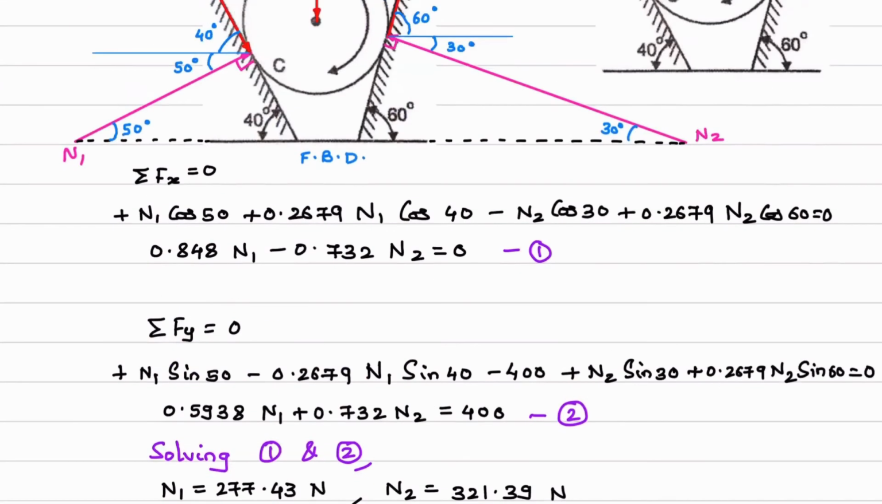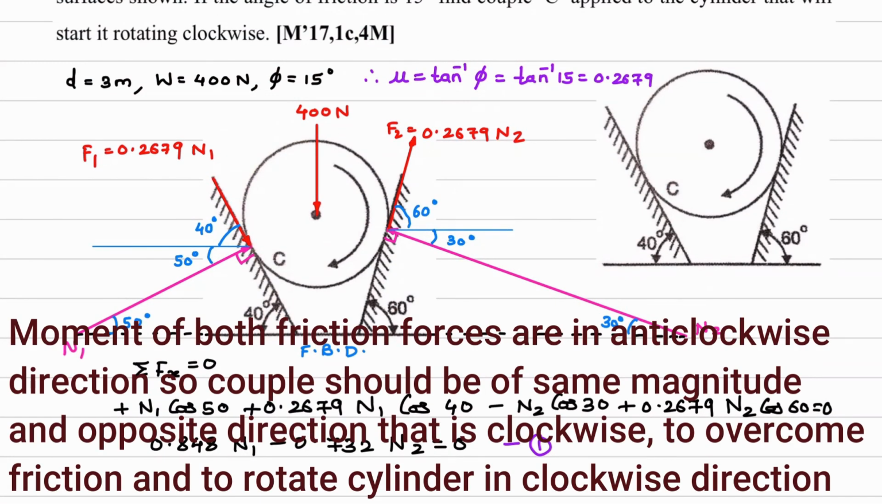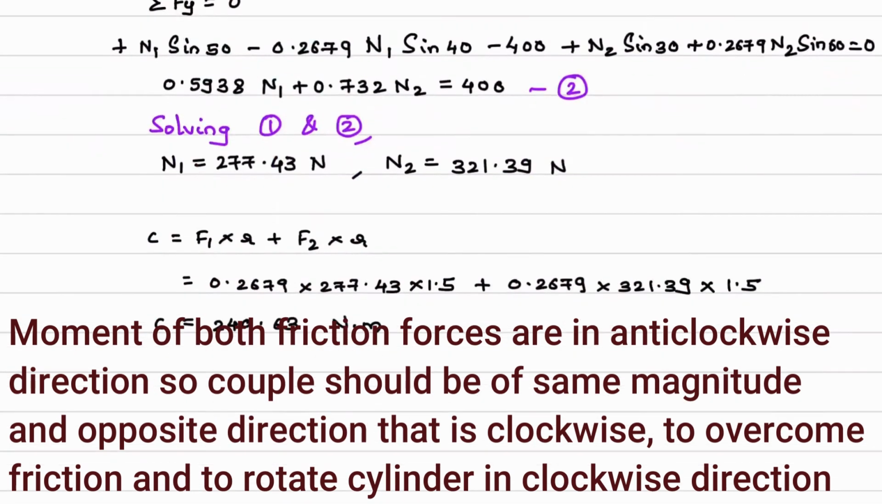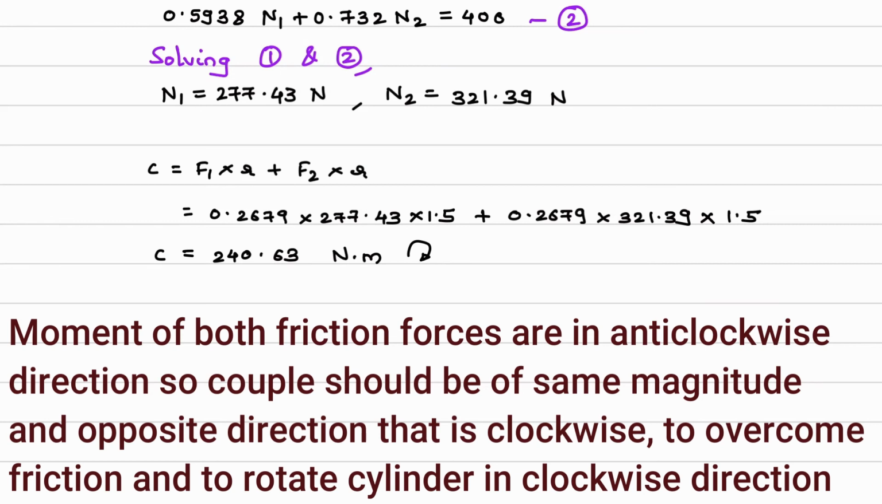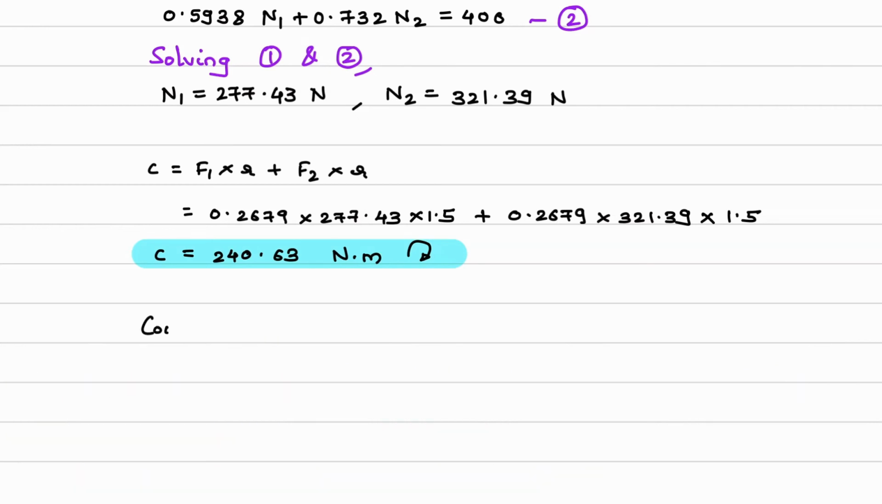Now this couple, since we have to rotate the cylinder in clockwise direction, this couple will be in clockwise direction. So this will be the final answer. This is the couple required to rotate the cylinder in direction which is opposite to friction.